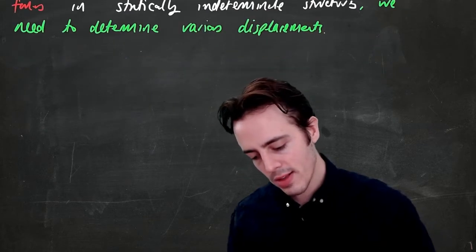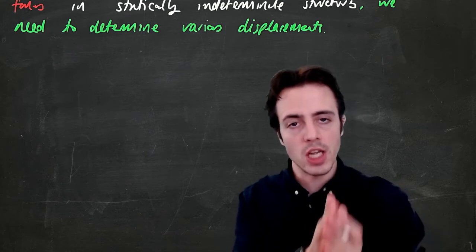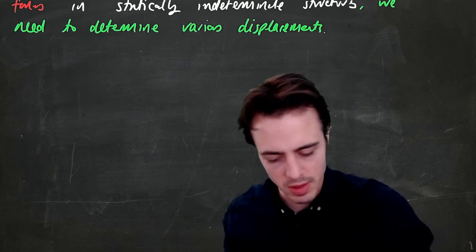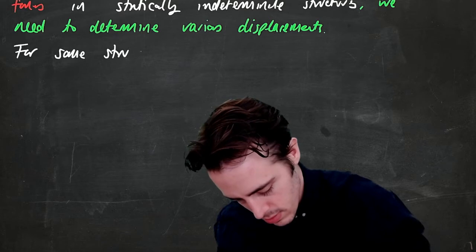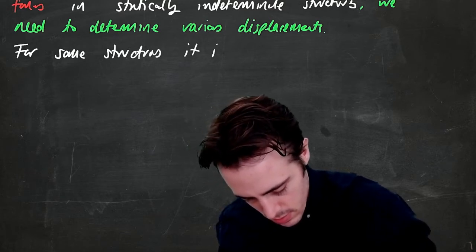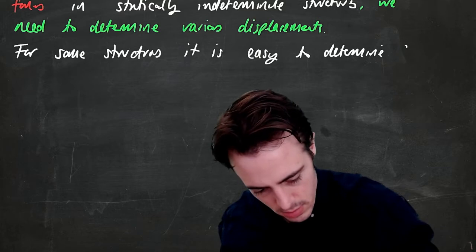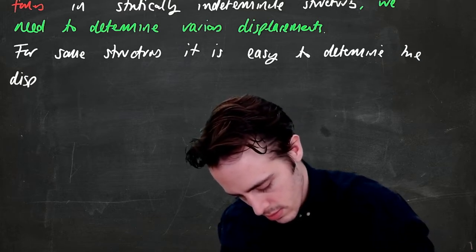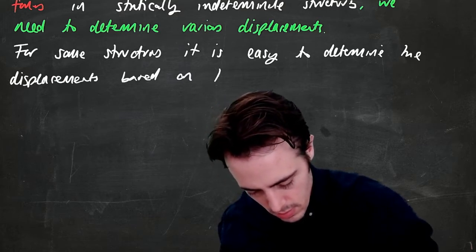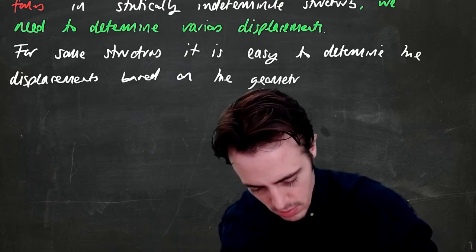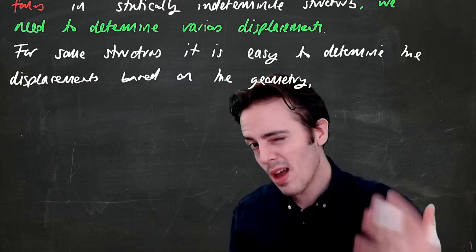Now the example that we looked at, it was relatively easy to determine the displacement of the structure in the direction of the redundant force, and that's because we had a member that was perfectly aligned with that side. So for some structures it's quite easy to determine any displacements under load due to the geometry, but it would be nicer if we had a simpler method.